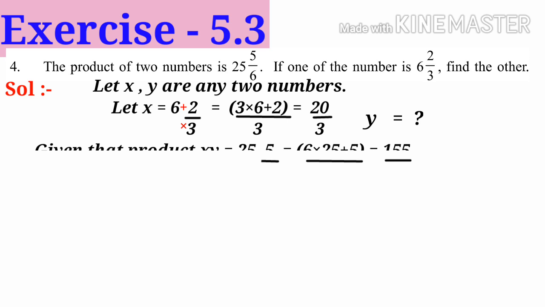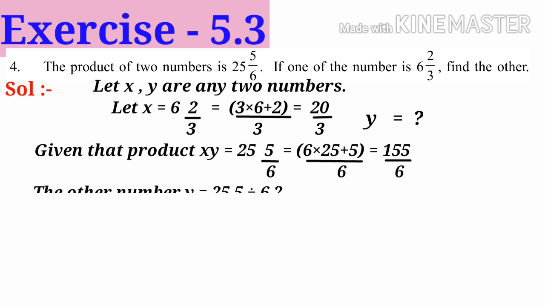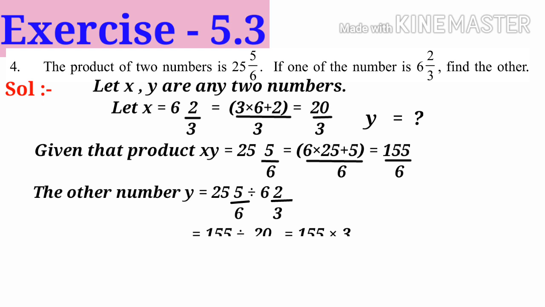Second number y is question mark. Given that the product xy is 25 5/6, convert it into improper fraction, that is 6 into 25 is 150 plus 5 is 155/6. Now the other number can be found by dividing the product by the first number, that is 25 5/6 divided by 6 2/3, that is 155/6 divided by 20/3, which is equal to 155/6 into reciprocal of 20/3 is 3/20.